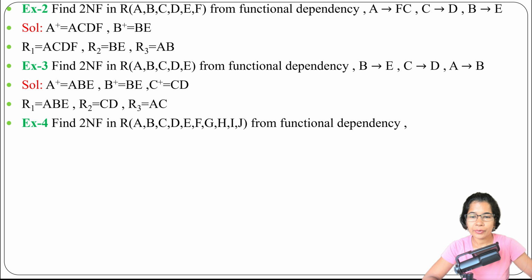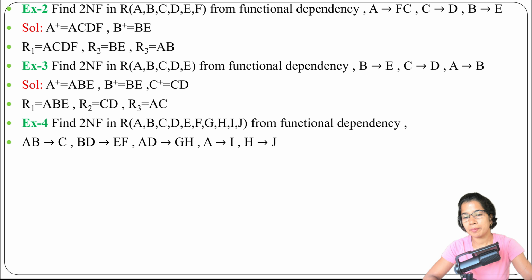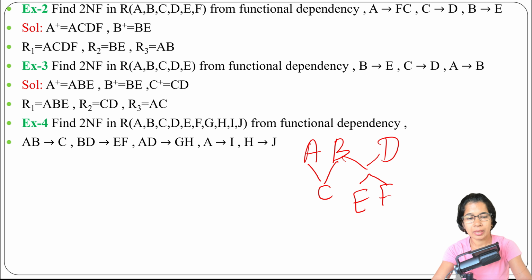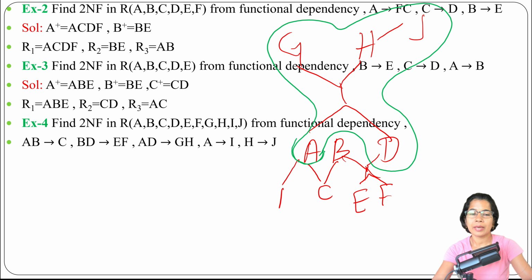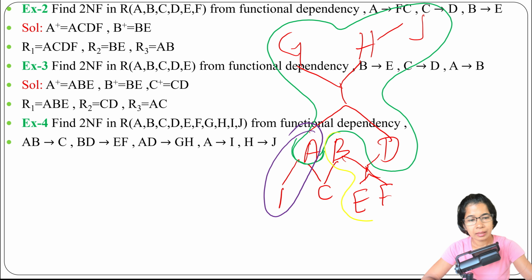Next example 4, we need to check 2NF based on the functional dependency. Here C is dependent on AB, E, F both dependent on BD, then AD, GH, then A, I, H, J. So A, G, H, J, D that will be in one table. J is dependent on H, H is dependent on both AD, then A, I that will be in another table, B, D, E, F that will be in one table, A, B, C that will be in one table.